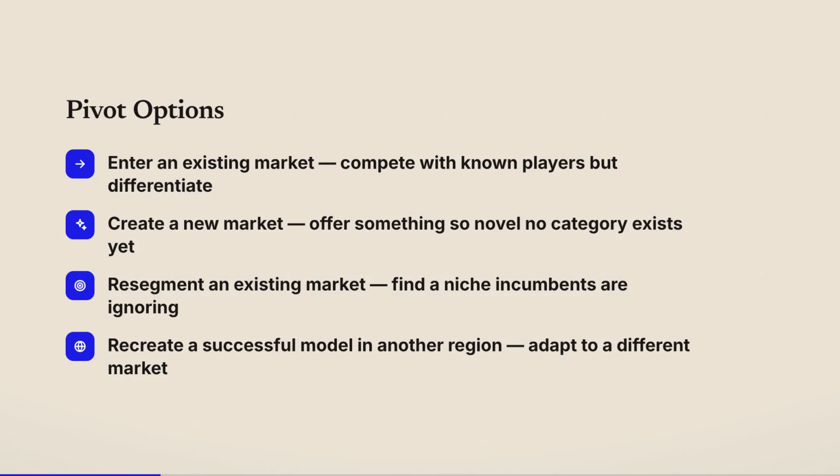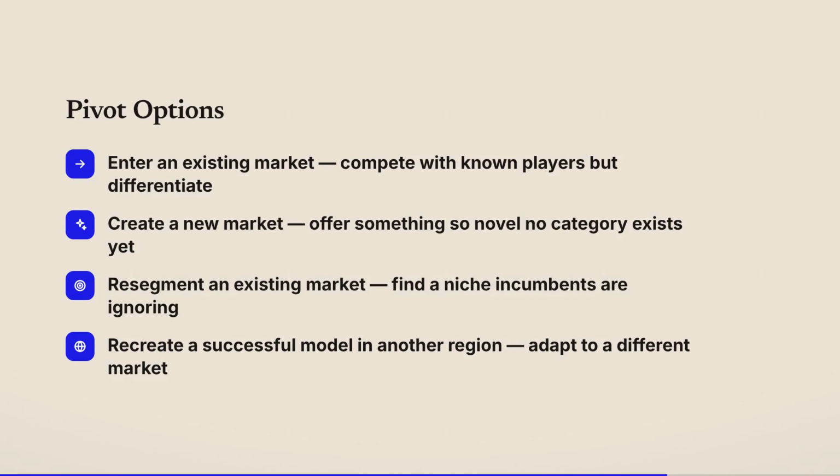The source material outlines 4 ways to bring a product to market. First, enter an existing market. Compete with known players, but differentiate on some dimension. Second, create a new market. Offer something so novel that no category exists yet. Third, resegment an existing market. Find a niche within a larger market that incumbents are ignoring. Fourth, recreate a successful model in another region. Take a proven concept and adapt it to a different geographic or demographic market.